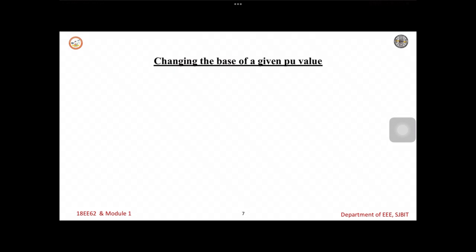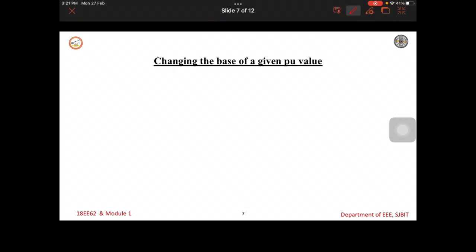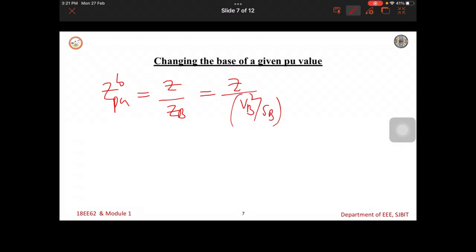So, let us consider the per unit impedance. Let us write this: per unit impedance on the common base is equal to actual value divided by base value. That is the formula. So, Z divided by ZB, where the formula for ZB is VB square by SB. So, this is given by Z into SB divided by VB square. This is equation 1.